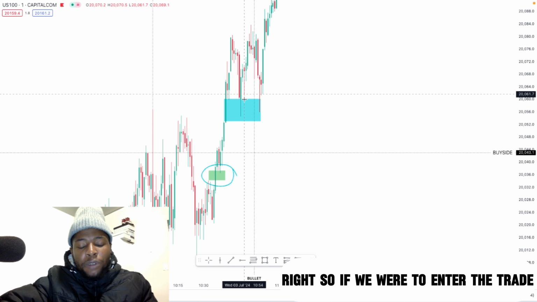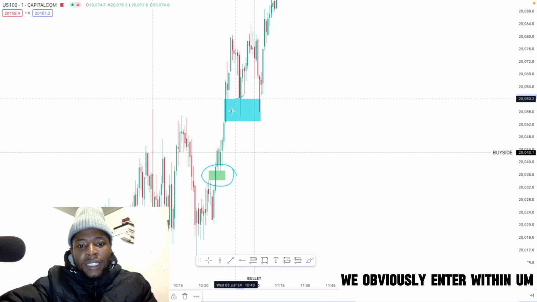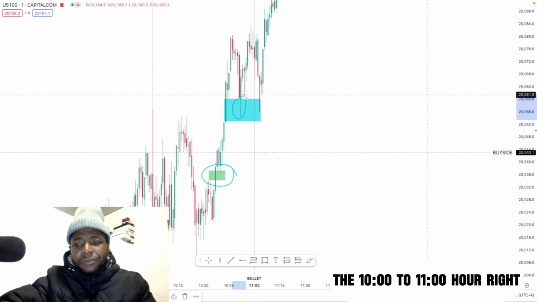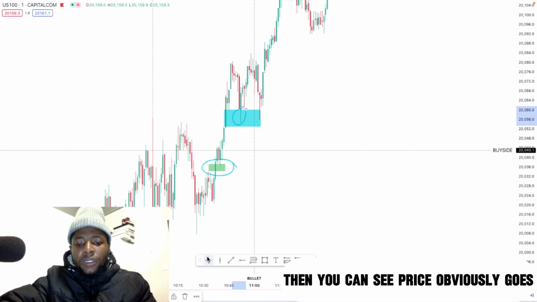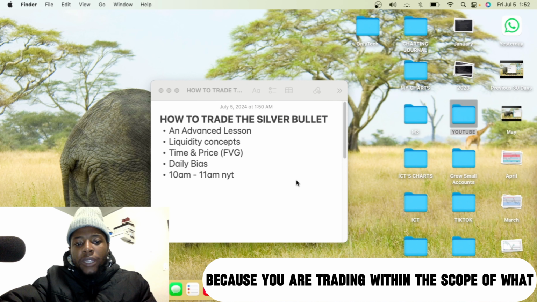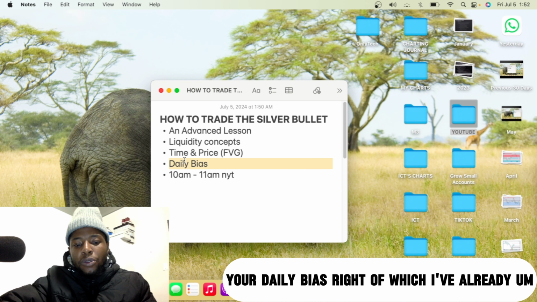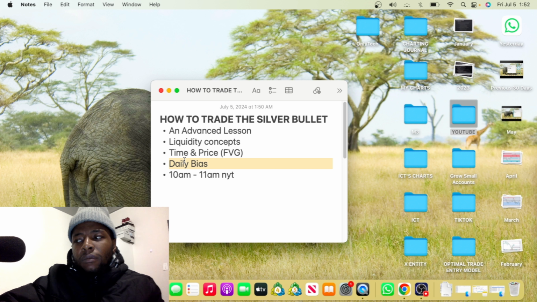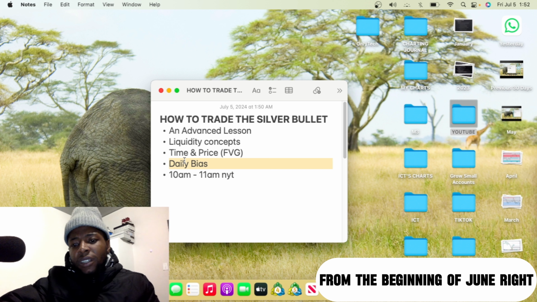So if we were to enter the trade, we would obviously enter within the 10 to 11 hour, right? Then you can see price obviously goes all the way higher. Why? Because you are trading within the scope of what? Your daily bias, right? Of which I've already submitted to you that I had a bullish daily bias from the beginning of June, right?